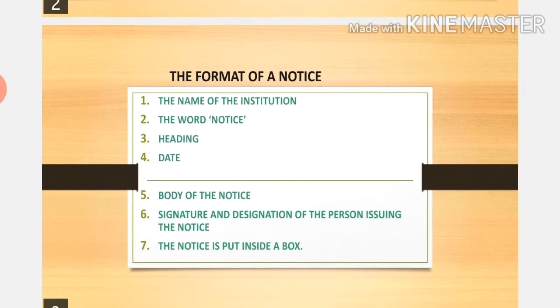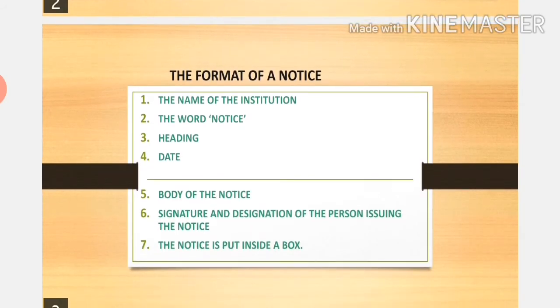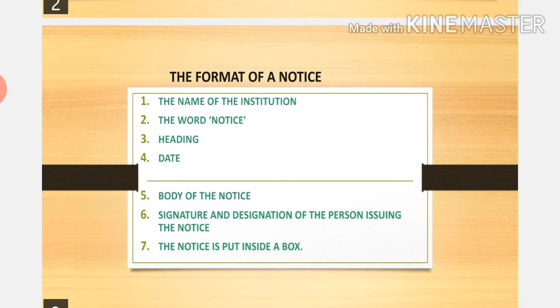Now, regarding the format of a notice: the name of the institution, the word notice, then heading, date, body of the notice, signature and designation of the person issuing the notice. These are the most important parts of the notice. And the whole notice is put inside a box.